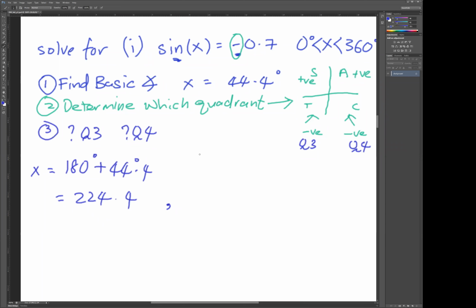All right, and then let's find quadrant 4. We have 360 minus the basic angle, 44.4, and that will give us 315.6. Okay, so the basic angle is actually here. All right, and then we find quadrant 3 and quadrant 4. Okay, so far so good.